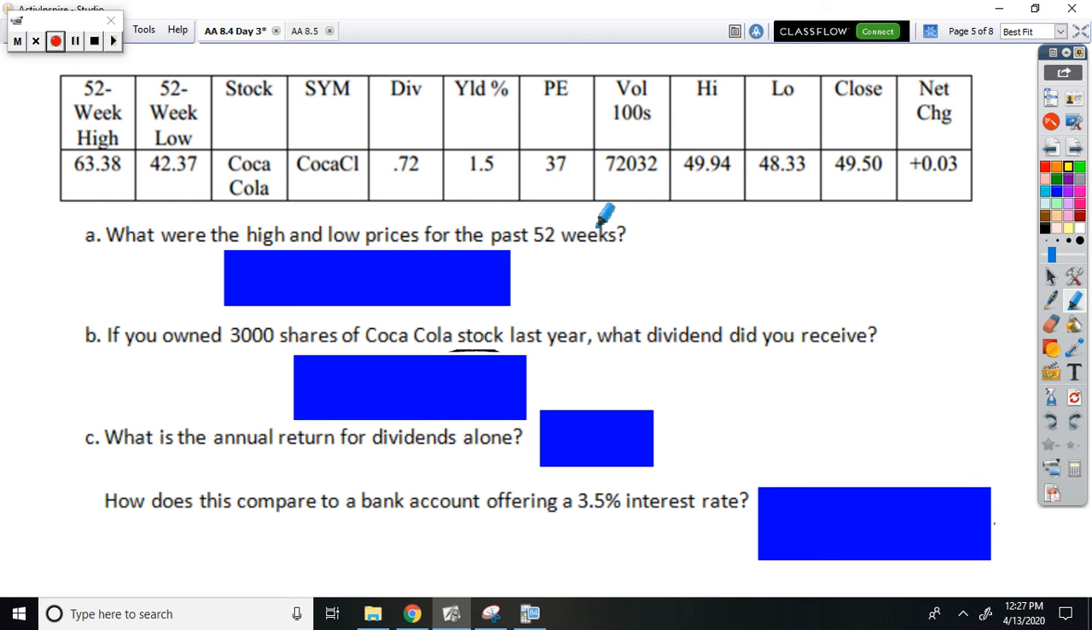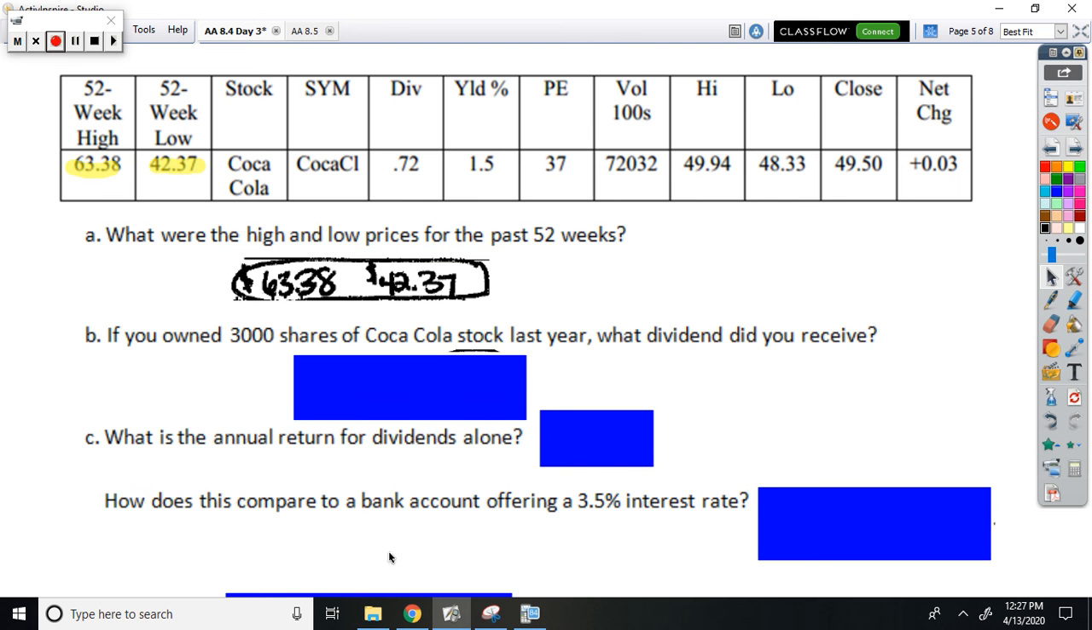So what were the high and low prices for the past 52 weeks? Here's the high, here's the low. 63.38, 42.37. Pretty simple.